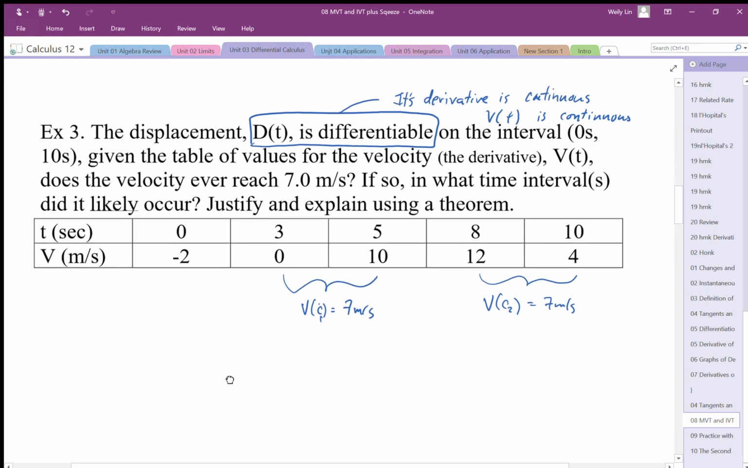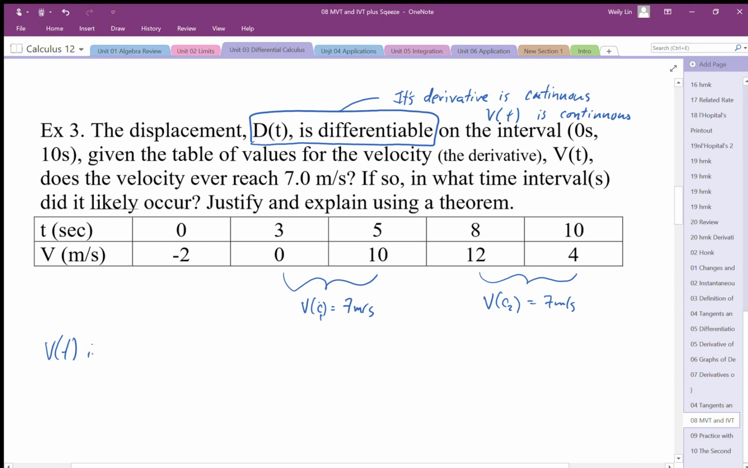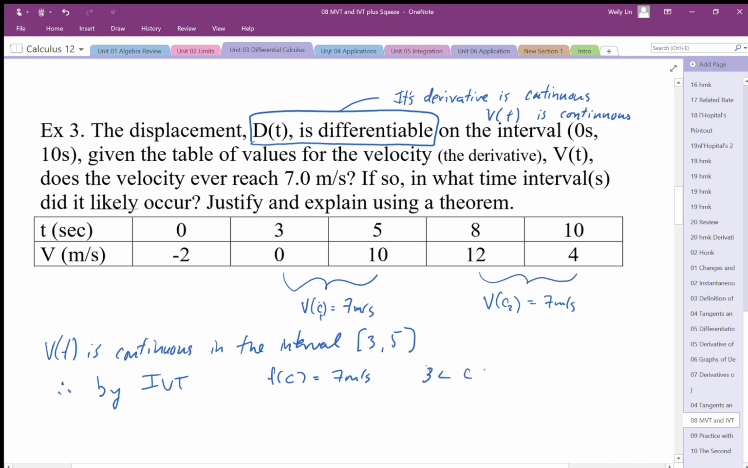So v of t is continuous in the interval between 3 and 5. Therefore, by the intermediate value theorem, we can say that v of c equals 7 meters per second, where c is in between 3 and 5. So this is a statement we can make based on the IVT. We have the condition for IVT, we applied IVT, and this is the result of that.